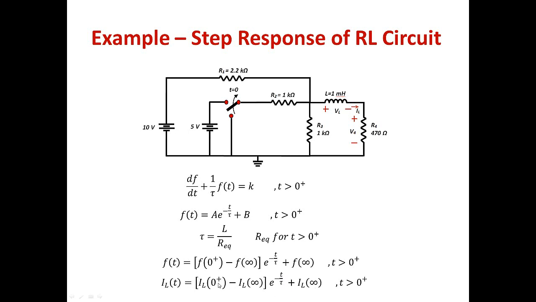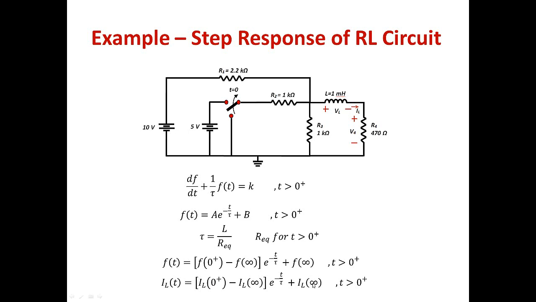Now keep in mind that the inductor's current is continuous, so IL at 0 is the same as the current through the inductor before switching. Before switching, the inductor behaves as a short circuit, and we can solve for that inductor current. Once we solve for it, it is the same as the inductor current just right after switching. So IL at 0 plus is the same as IL for t less than 0.